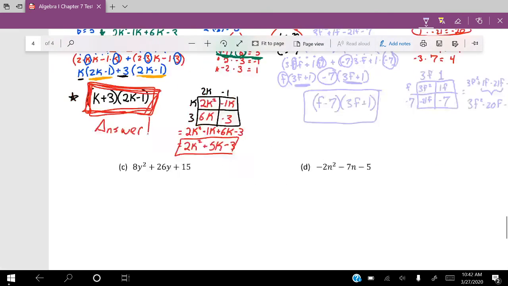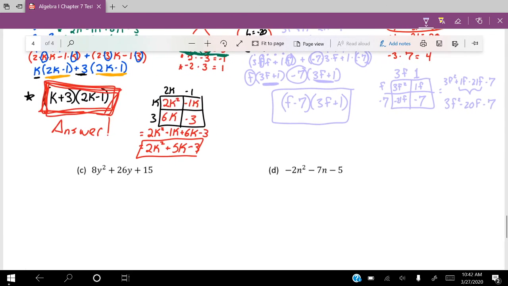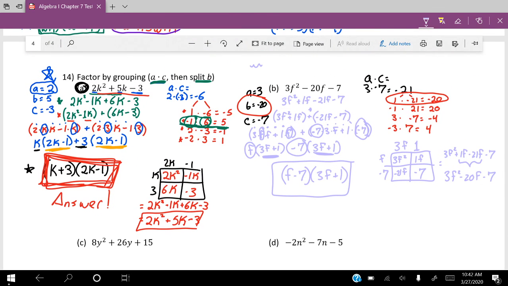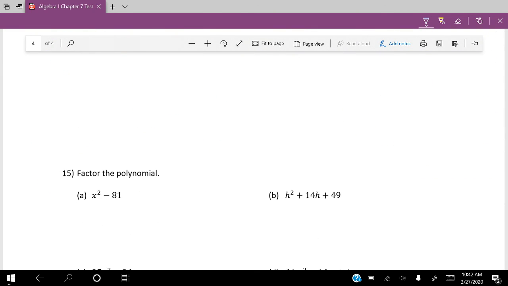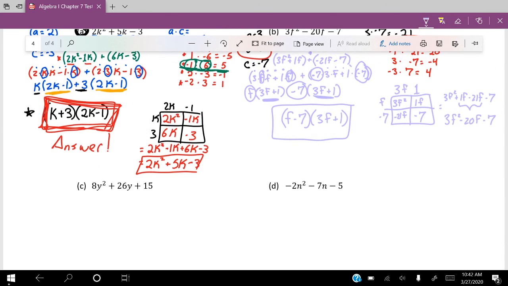So I would go through C and D, try it, ask me questions, but this is all I'm going to go through today with you. Frankly, I'm having some tech issues and want to make sure that I didn't mess up anything too badly. But the rest of this, 14 and 15, honestly, we've talked about it in class. We limited our exposure to it, so I don't particularly want to go over it too much. Try 14C and D on your own.